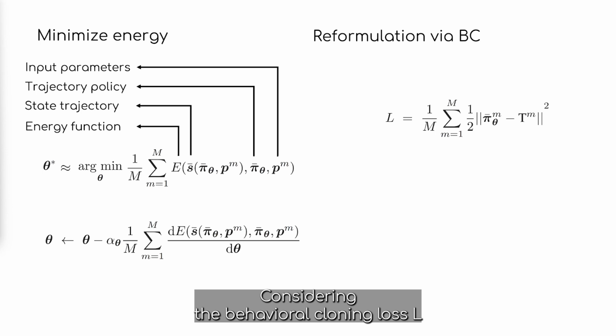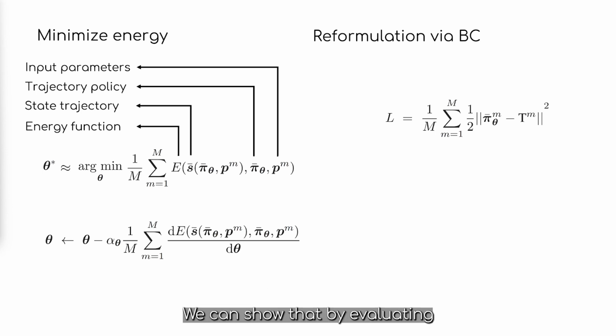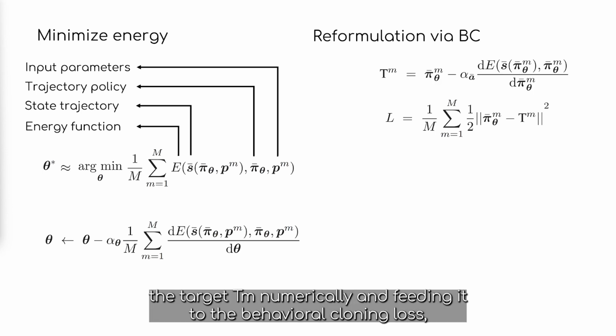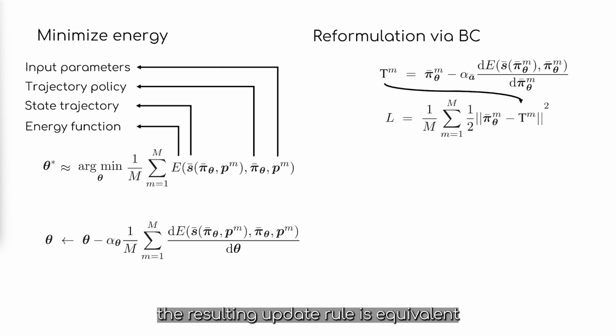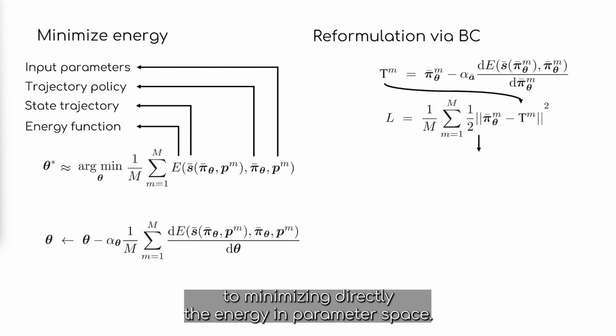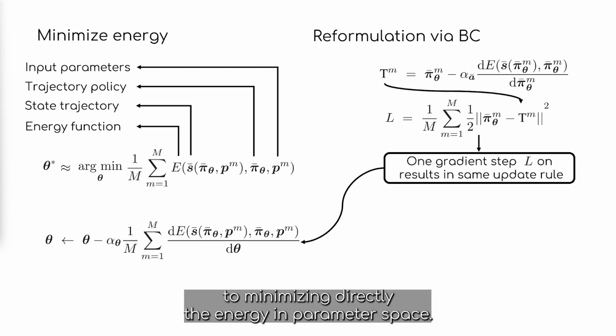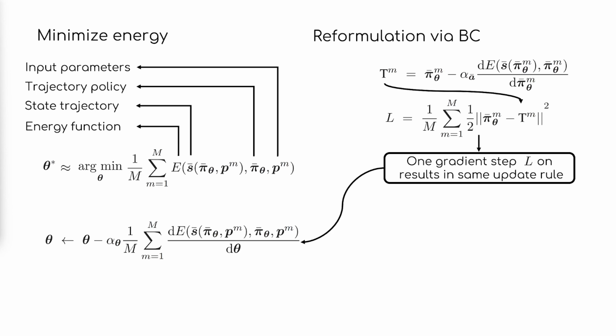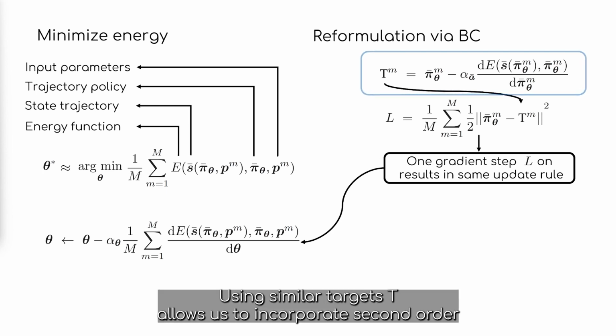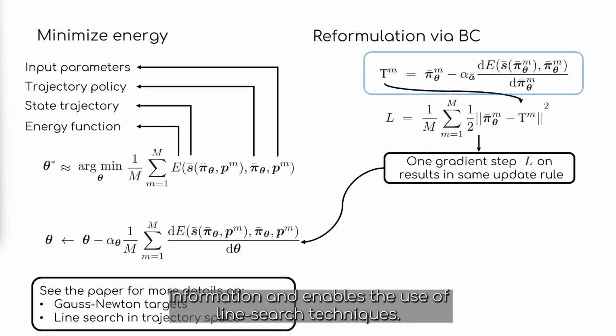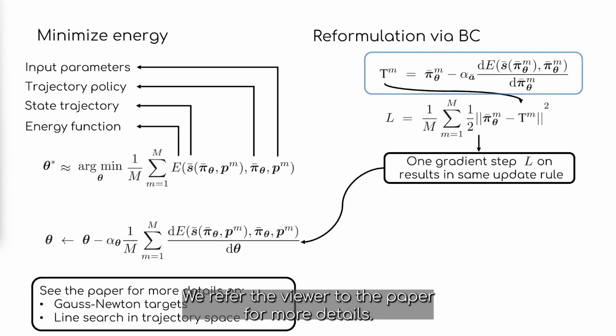Considering the behavioral cloning loss L, we can show that by evaluating the target Tm numerically and feeding it to a behavioral cloning loss, the resulting update rule is equivalent to minimizing directly the energy in parameter space. Using similar targets T allows us to incorporate second-order information and enables the use of line search techniques. We refer the viewer to the paper for more details.